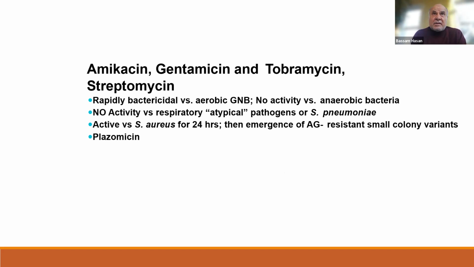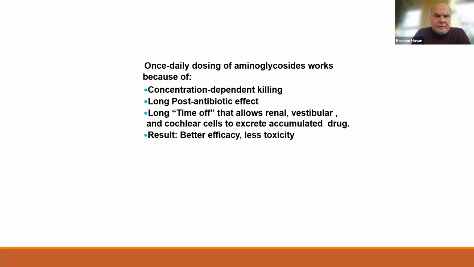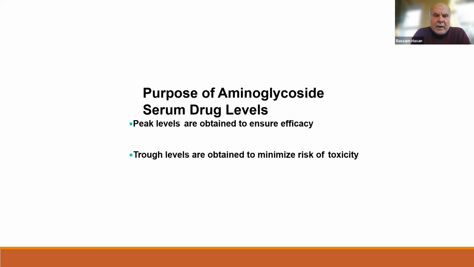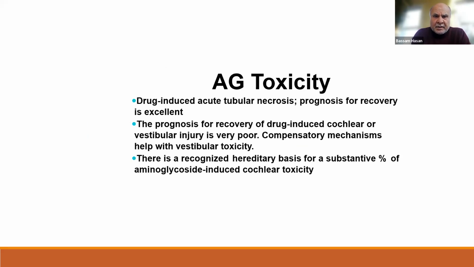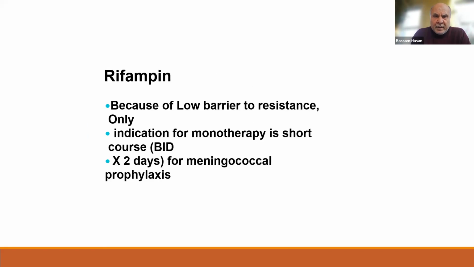One thing you have to know about the aminoglycosides: divided doses versus once a day. The once a day advantage is it gives the renal parenchyma and the cochlear and vestibular systems time to clear the drug during the remaining time interval. If you give it in divided intervals like every 8 hours, with normal renal function, you have accumulation of the drug in these two organ systems that can cause toxicity. That's the advantage of giving it once a day, to decrease toxicity. We do the serum level, peak level to ensure efficacy, trough level to minimize risk of toxicity. I'm sure you are familiar with this.